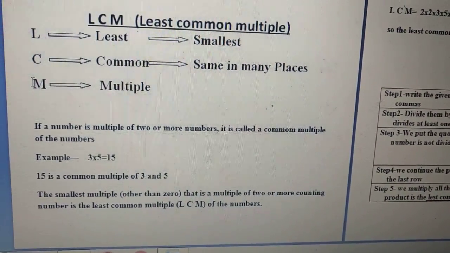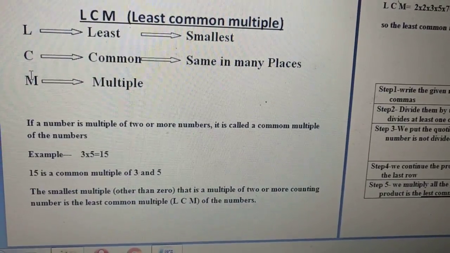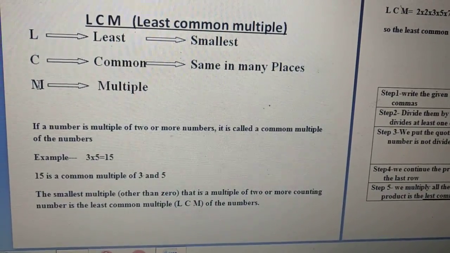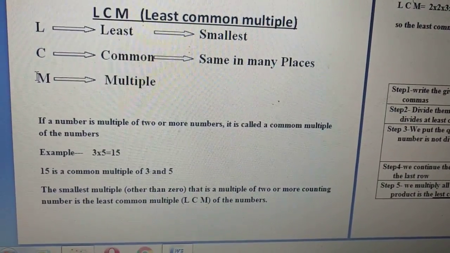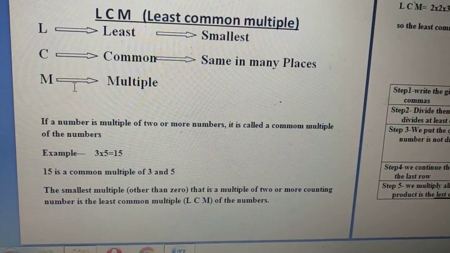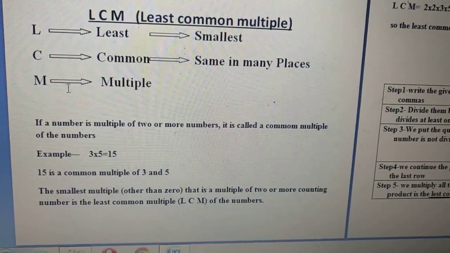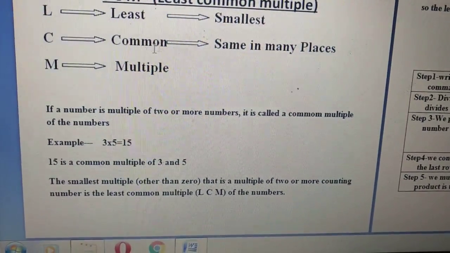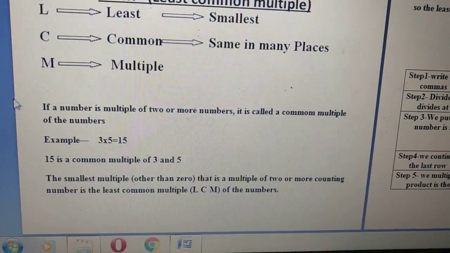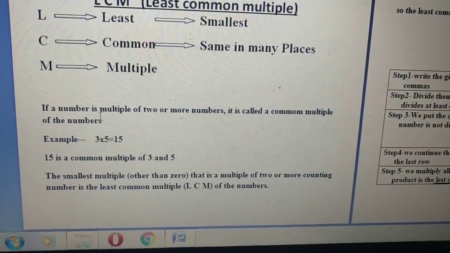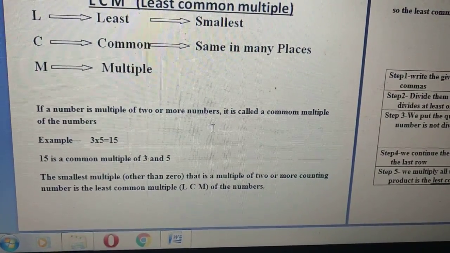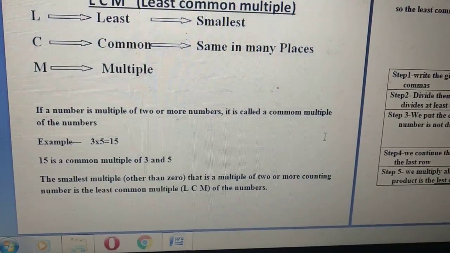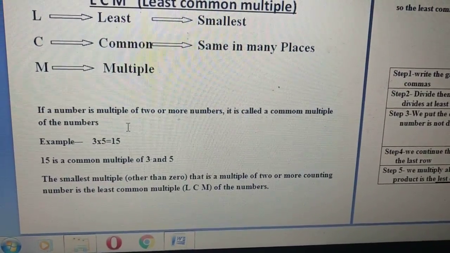And multiples, in the previous chapter we have already done the multiples, how to find out the multiples. In simple language, I told you that multiples come from the table. Now what is a common multiple? First understand what is a common multiple. If a number is a multiple of two or more numbers, it is called a common multiple of the numbers.